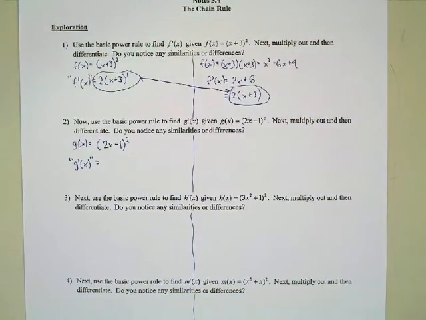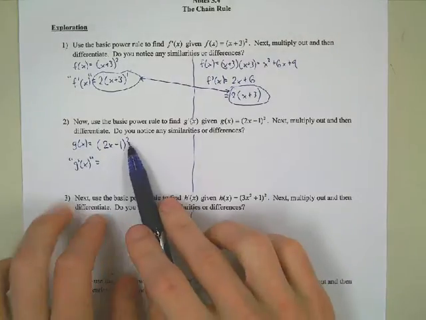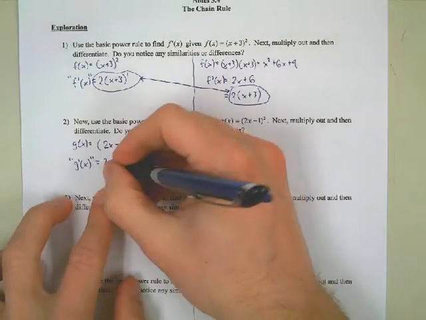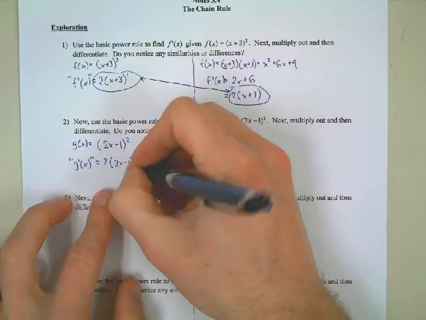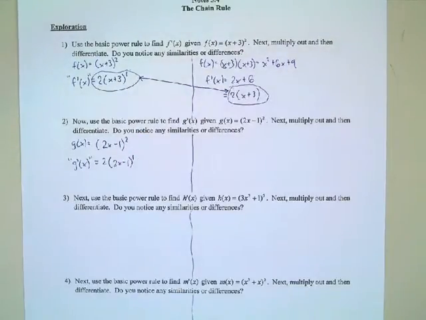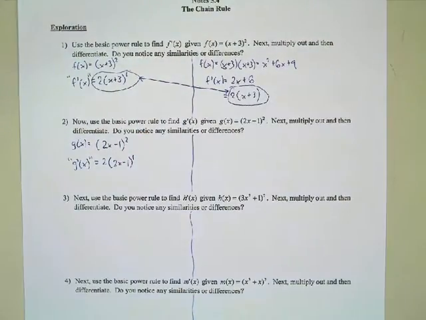So again, using just our power rule here, what should we do with this 2? Bring it out front, so it'll be 2 times 2x minus 1, and then lower the power by 1, so to the 1. So 2 times 2x minus 1 to the 1. Okay? Maybe that's the faster way to do this. Why have we been FOILing it out when we don't even have to?